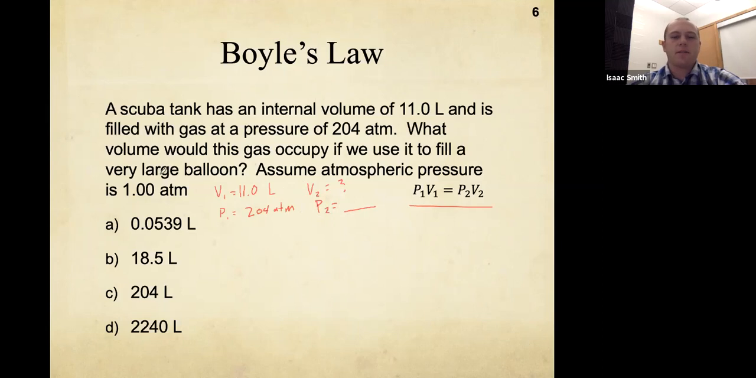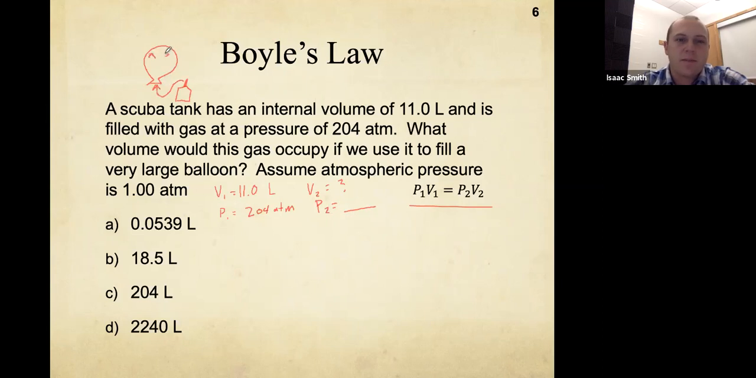So let's see. We're going to fill a very large balloon. In the last example, we talked about how a balloon is going to fill until the internal pressure equals the external pressure. Once these pressures are equal, the balloon volume will stay constant. So this is basically saying that they're going to take this scuba tank, a scuba tank with a little nozzle.